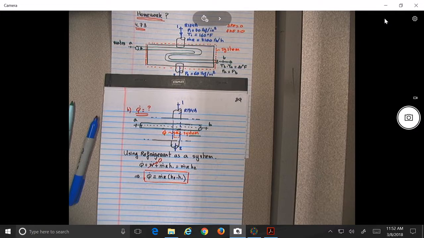So if Q is positive, if the value you get is positive, what does that mean? Heat is going in, no? If you get something negative, what does that mean? Heat is coming out. So that will be heat given by the refrigerant. In this case, it looks like this should be negative, but I don't know. You need to put the values.